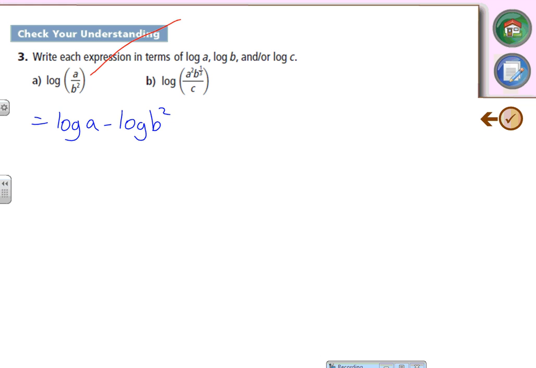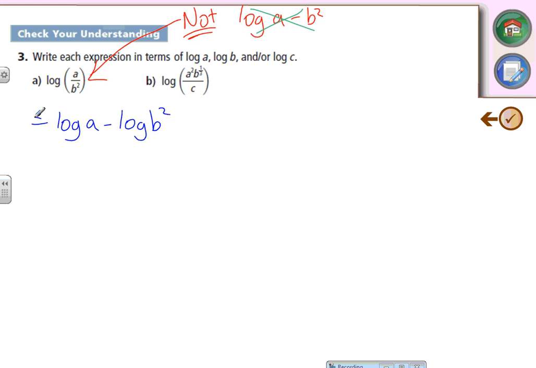Okay, let's make sure. We've got to do this again, not... A common error with this is log of A minus B squared. No. We're going from a single log into two logs. We broke it up into two parts. So not this. It's a common mistake.